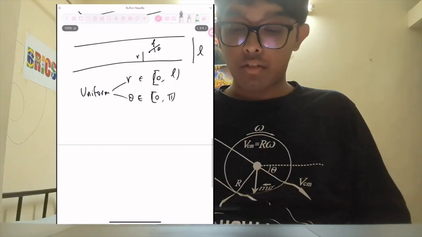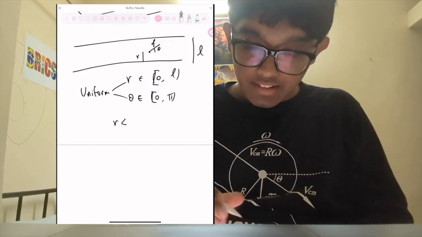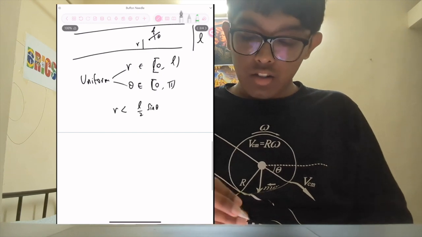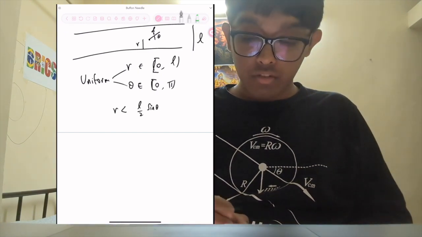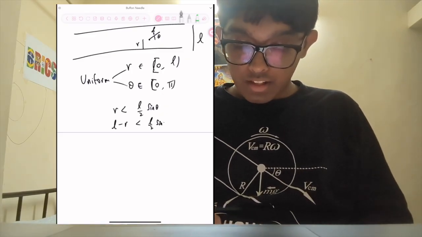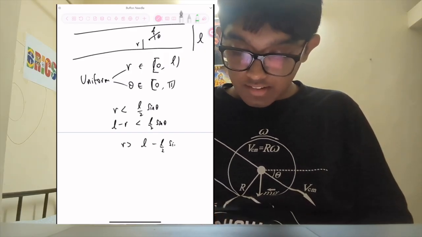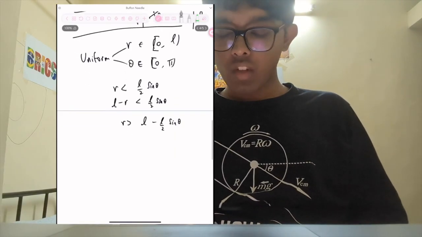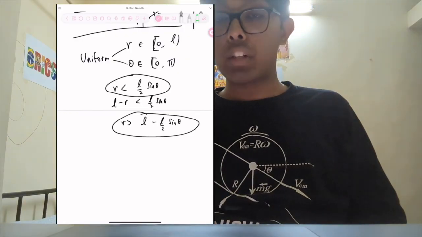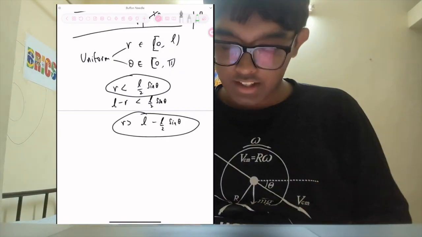Well, there are two cases. One is the needle hits the bottom line, where we would have to have R to be less than L by 2 sine theta. Or the other case where it hits the top line, where we would need L minus R to be less than L by 2 sine theta, or R to be greater than L minus L by 2 sine theta. So these are the two cases. It should either be this or this for our case where the needle hits the line. Oh, I said it correctly.